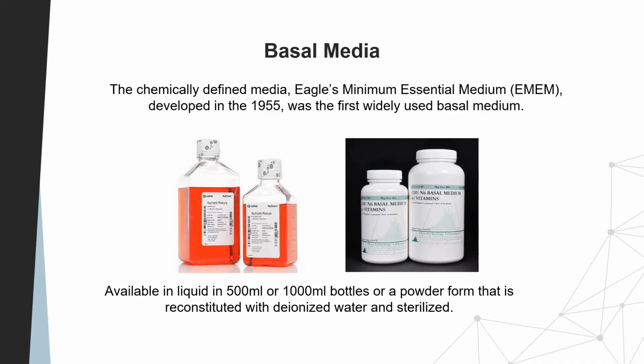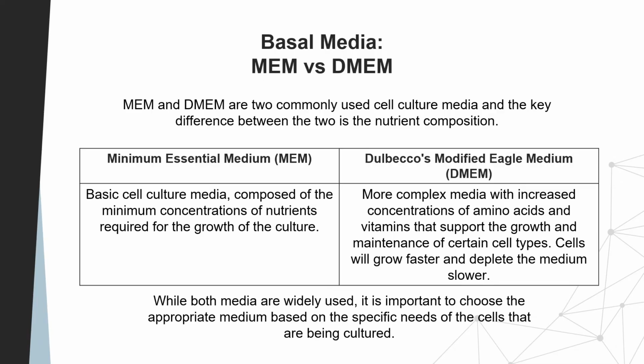You can find basal medium available either in liquid, in 500 ml or 1 liter bottles, or even in a powdered form that you can reconstitute with deionized water and sterilize before you actually use them in the culture. There are two commonly used cell culture media that are found in the market. One is called the minimum essential medium, and the other one is Dulbecco's modified Eagle medium. They are very commonly used in research labs for a variety of cell types.